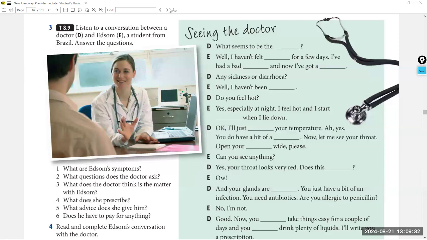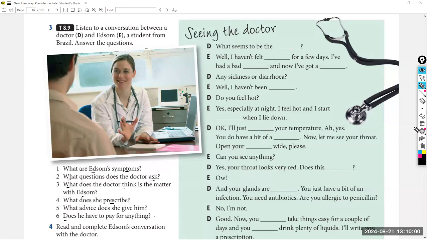So let's listen. And absolutely, we have to answer the questions, which are: 1. What are Itsum's symptoms? 2. What questions does the doctor ask? 3. What does the doctor think is the matter with Itsum? 4. What does she prescribe? 5. What advice does she give him? Finally, does he have to pay for anything?